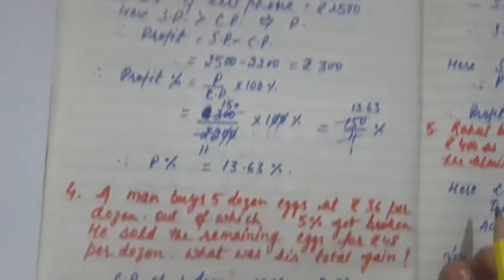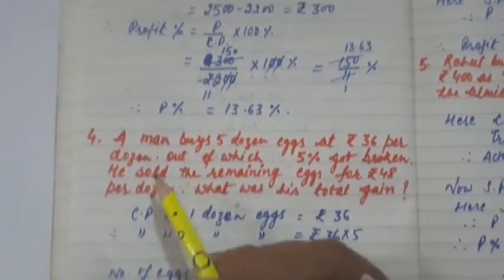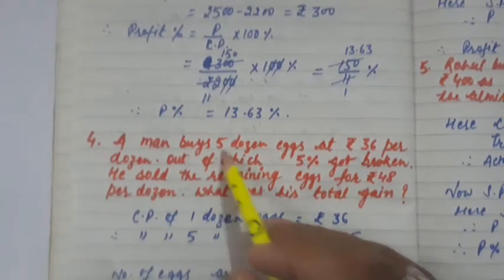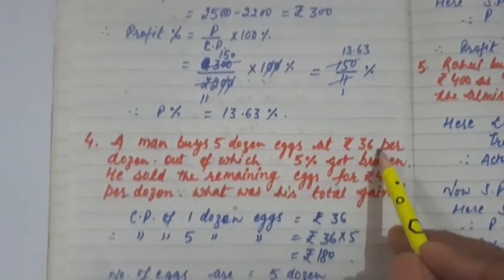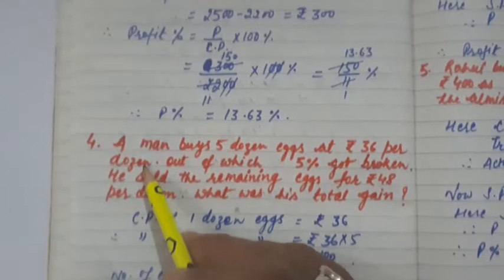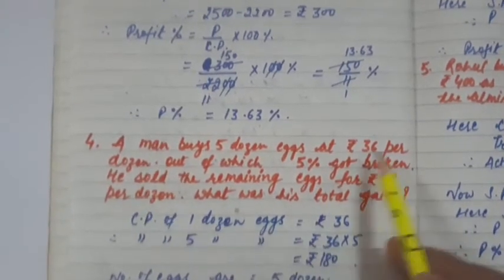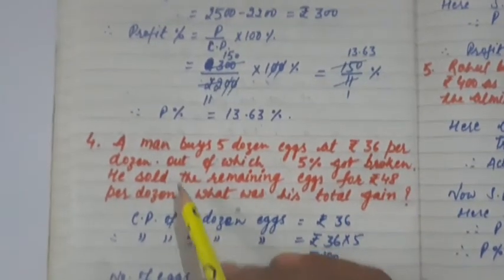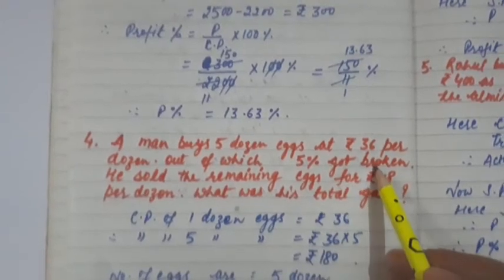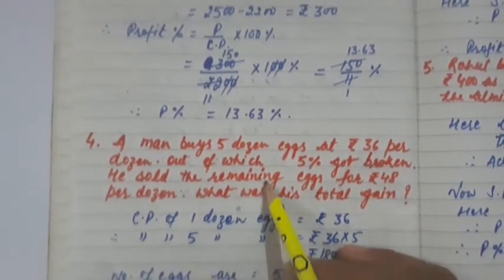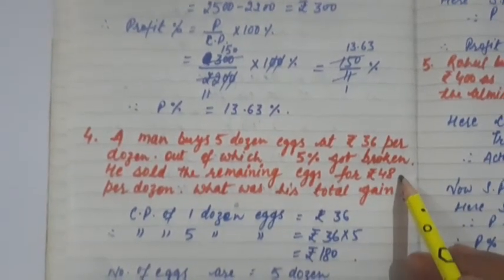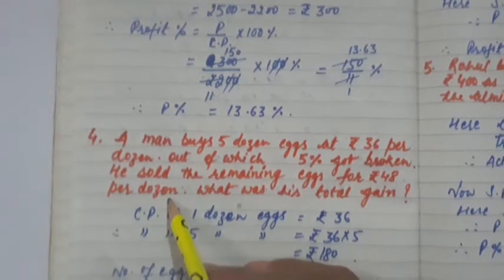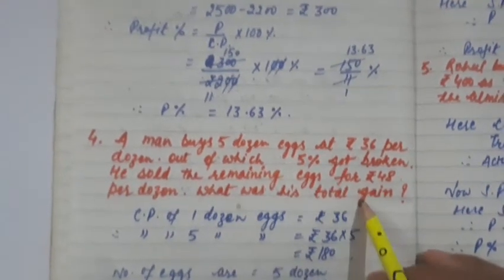Now the next question, question number 4, is given. A man buys 5 dozen eggs at rupees 36 per dozen. Means the cost of 1 dozen eggs is rupees 36, out of which 5% got broken. He sold the remaining eggs for rupees 48 per dozen. What was the total gain?